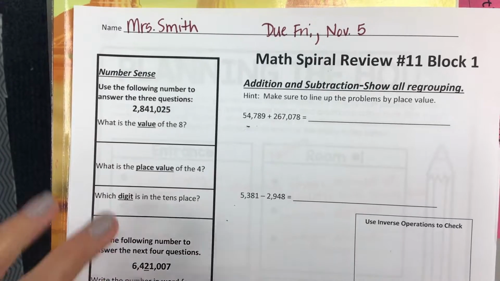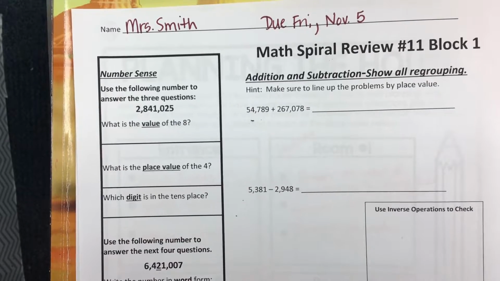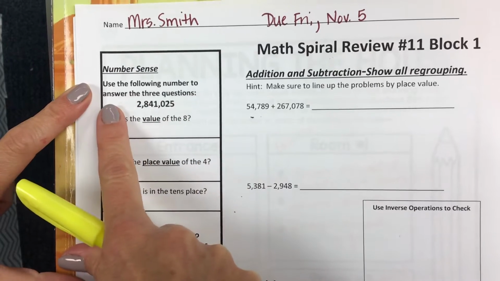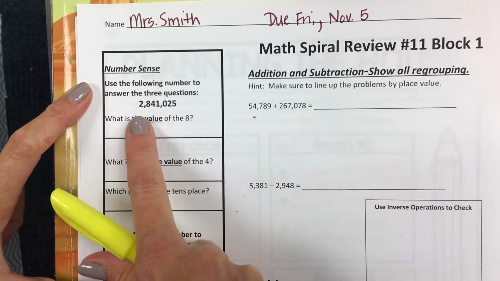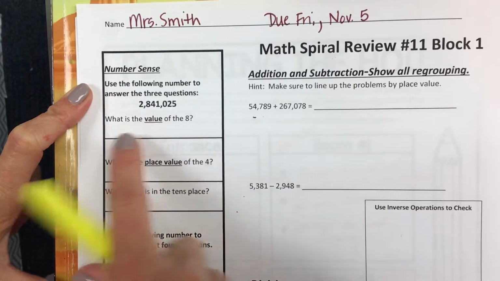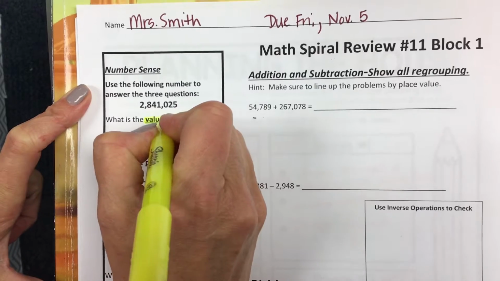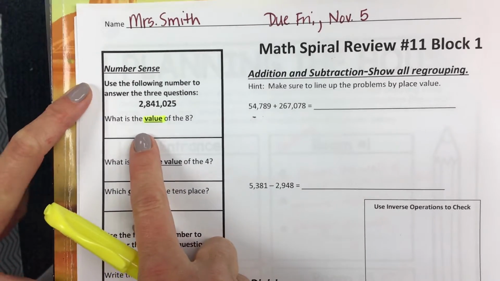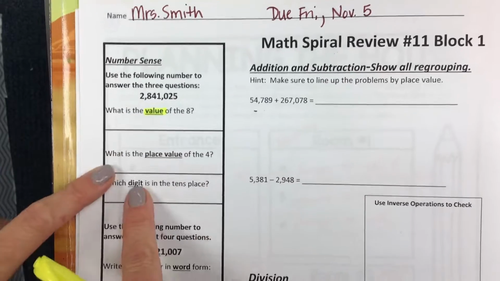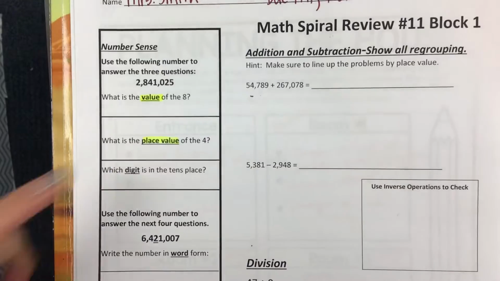In the left column, we have our number sense questions. Take out your highlighter, please, and follow along with me. Use the following number to answer these three questions. 2,841,025. What is the value of the 8? Remember that the value should be written as a numeral or number. What is the place value of the 4?